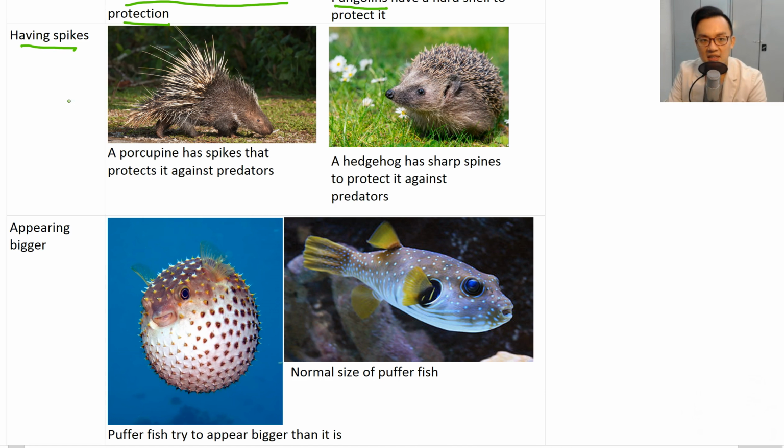Next, we are looking at having spikes. A porcupine has spikes that protect it against predators. These are the porcupine spikes, and if you are a predator and you try to eat it, you're going to realize that your whole face will be full of spikes. Likewise, a hedgehog has sharp spikes to protect it against predators. These are also the sharp spikes of a hedgehog.